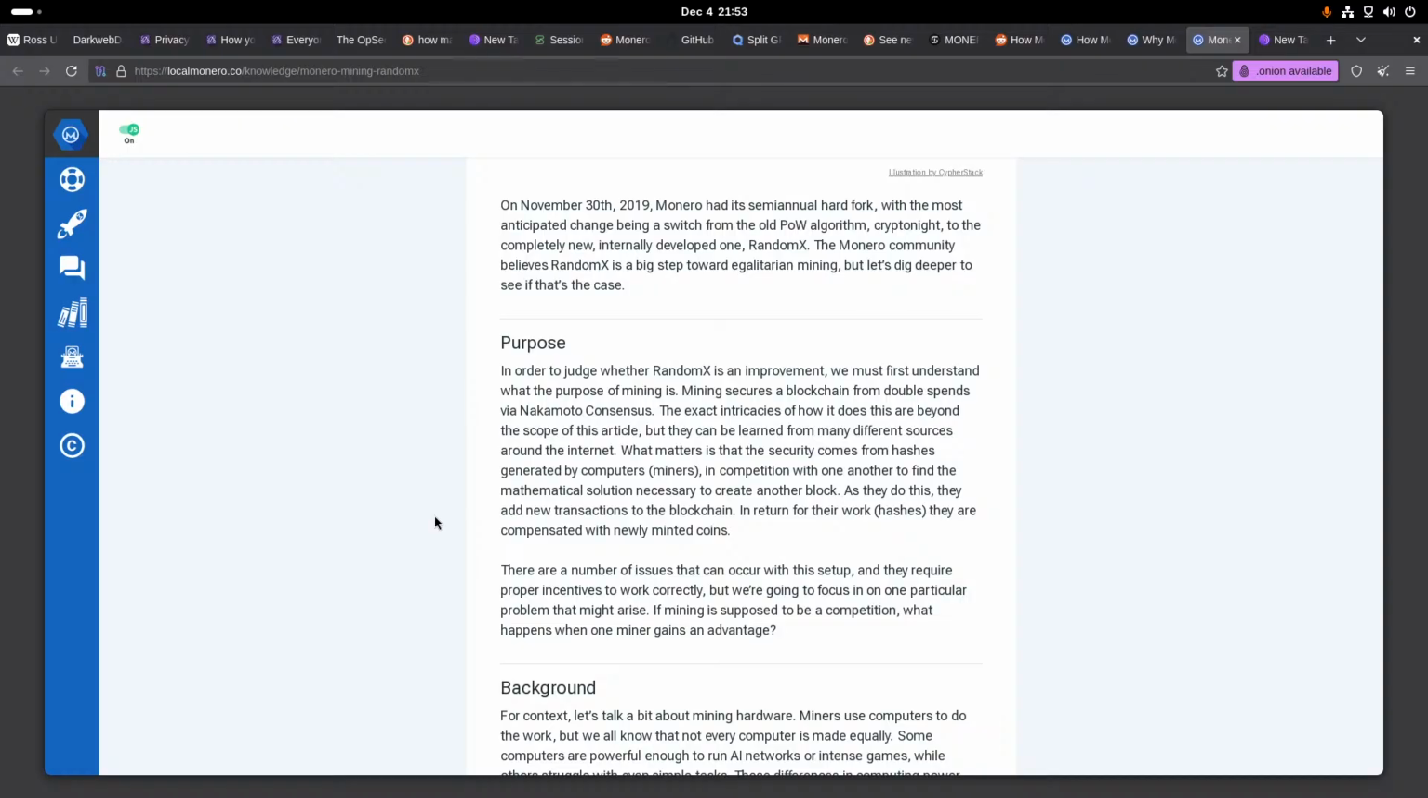As they do this, they add transactions to the blockchain, and in return for the proof-of-work hashes, they are compensated with newly minted coins, in competition with one another.